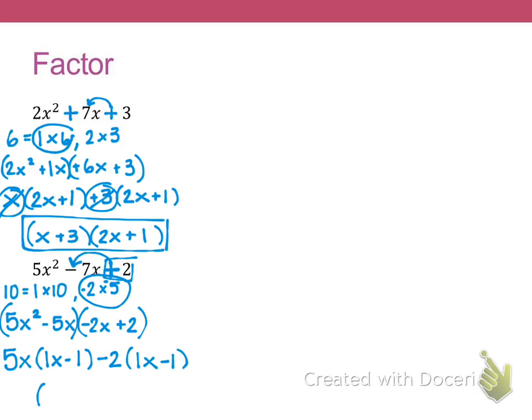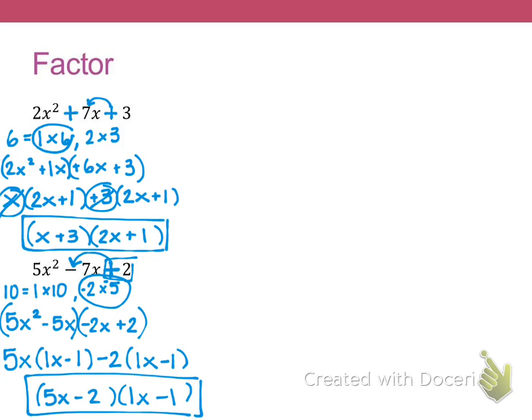Let's write the final answer. What would be in my first set of parentheses? 5x minus 2. Very good, 5x minus 2. What would be in my second set of parentheses? 1x minus 1. Very good, 1x minus 1. This would be my final answer.